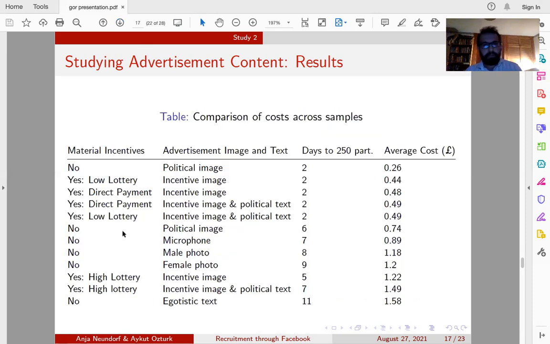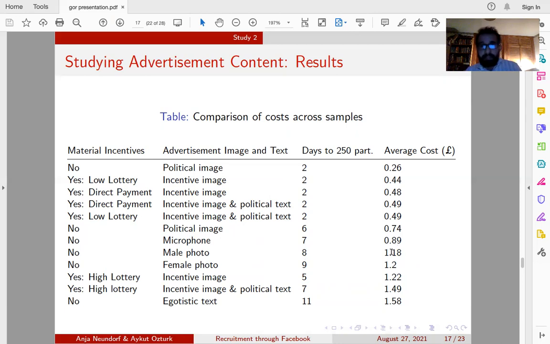And this of course is reflected in costs. As you see, the cheapest option is using political image. The average participant in our survey cost 0.26. And again, this is regime voters, which is harder to recruit with Facebook advertisement tools. Now, second comes, very interestingly, advertisement with incentives. When we use incentive images, when we promise people to participate in our surveys, it only cost £0.44, including the incentive cost and Facebook's cost.